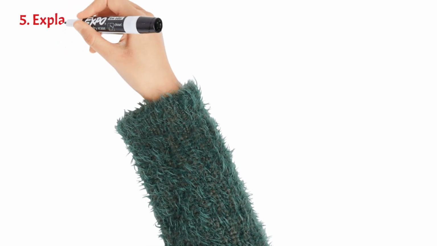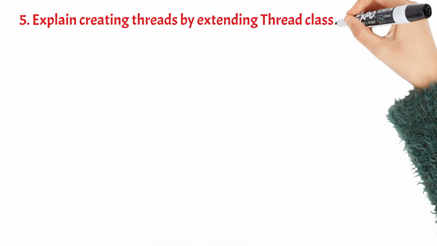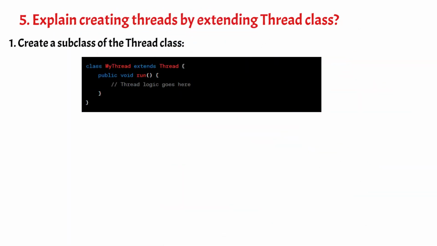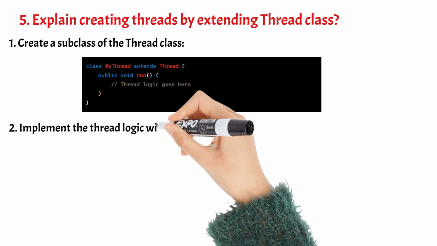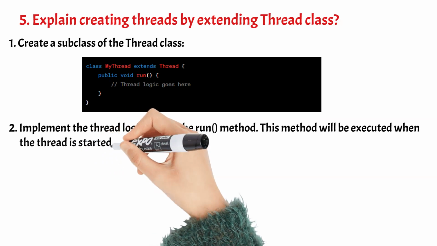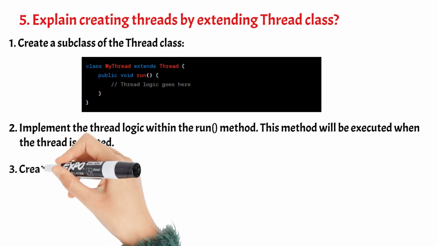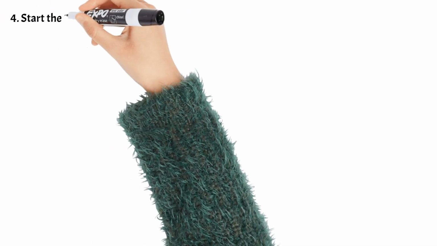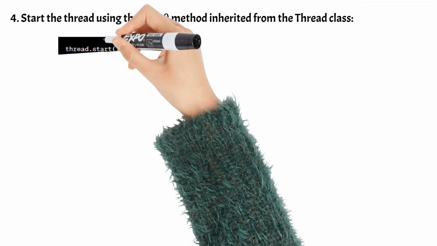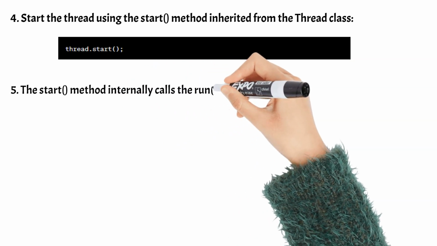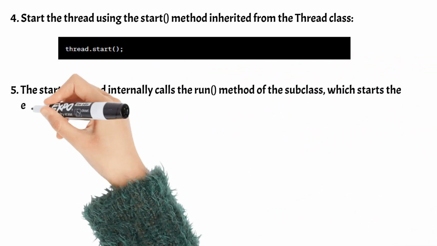5. Explain creating threads by extending Thread class. 1. Create a subclass of the Thread class. 2. Implement the thread logic within the run method. This method will be executed when the thread is started. 3. Create an instance of the subclass. 4. Start the thread using the start method inherited from the Thread class. 5. The start method internally calls the run method of the subclass, which starts the execution of the thread.